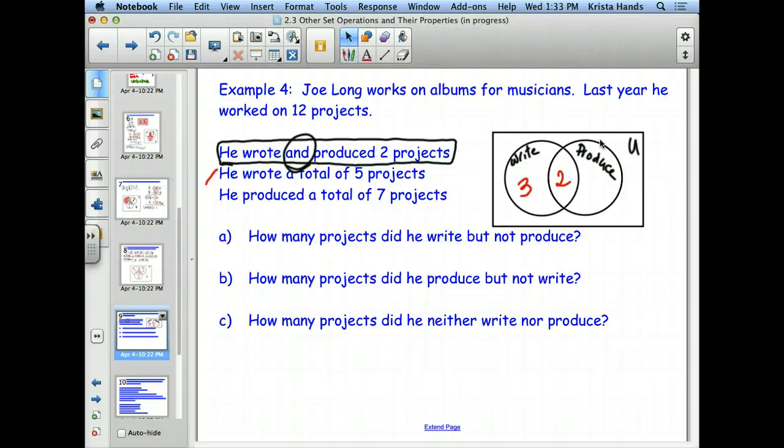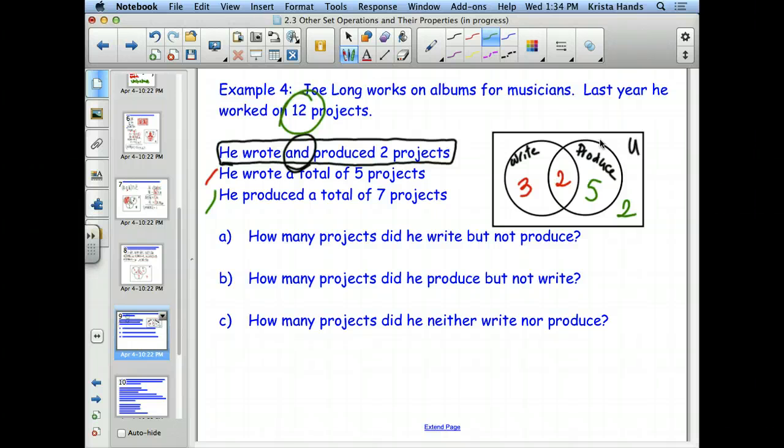And then I've got one that says he produced 7. So this whole circle over here for produce is supposed to add up to 7. So I need 5. I still need one more number on the outside. How am I going to find that number? The 12. This 12 up here at the top tells us how many projects he worked on. Right? It says he worked on 12. How many projects are currently represented in this picture? 10. So how many projects go on the outside? 2. Because the whole diagram, the whole rectangle, is supposed to add up to 12.